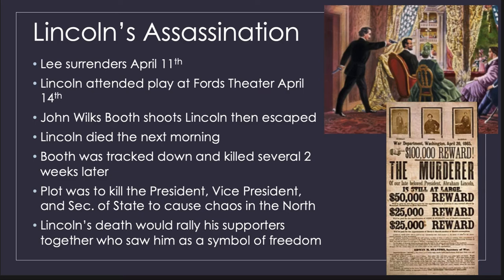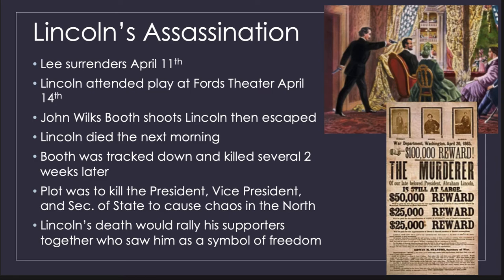Lincoln is going to be assassinated. We know this story, but let's get the specifics. Lee is going to surrender at the Appomattox Courthouse in April. He surrenders on April 11th. Lincoln, after that surrender, is going to announce his plans for Reconstruction. They aren't formally passed or anything like that, but they are made known. And after the surrender, Lincoln is going to attend a play at Ford's Theater in an attempt to kind of relax a little bit. He's going to attend this play April 14th, so just a few days later.